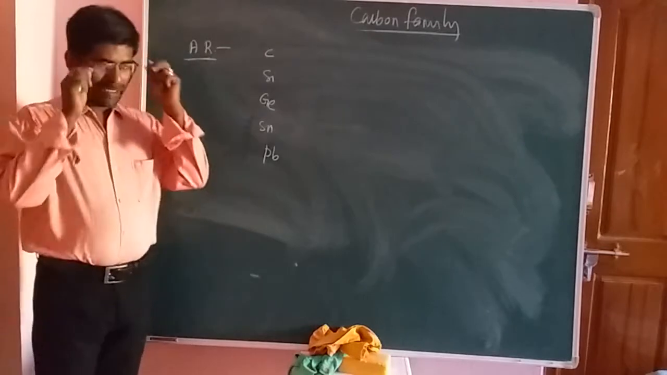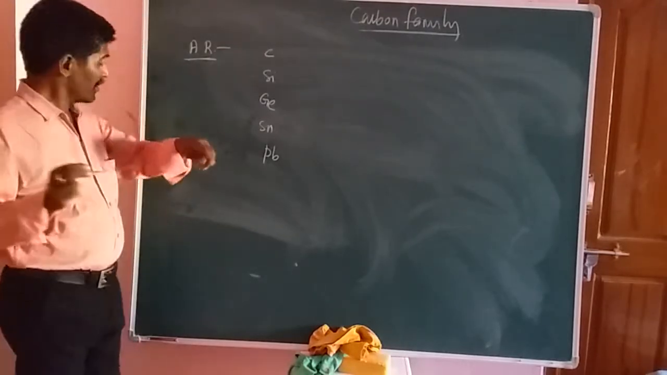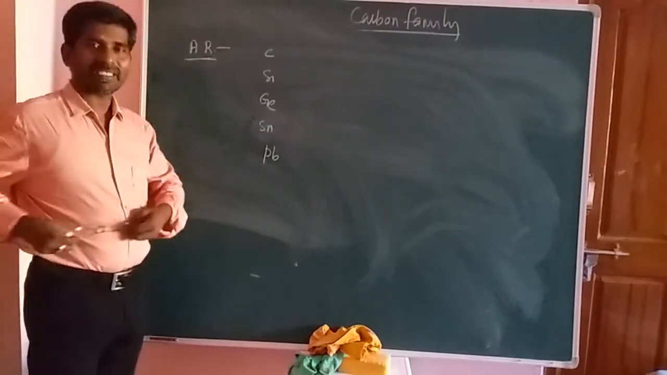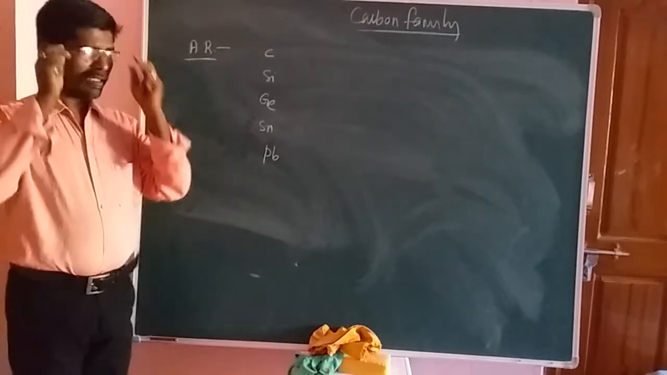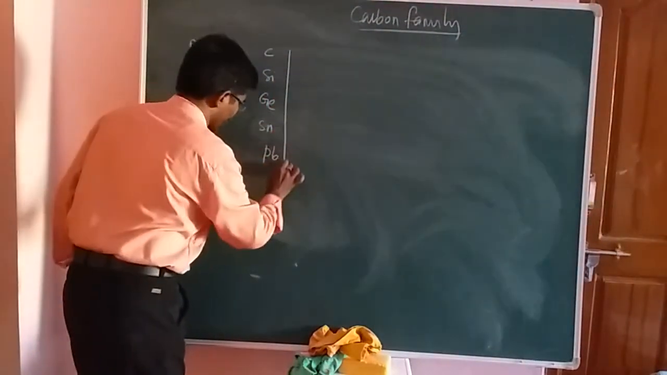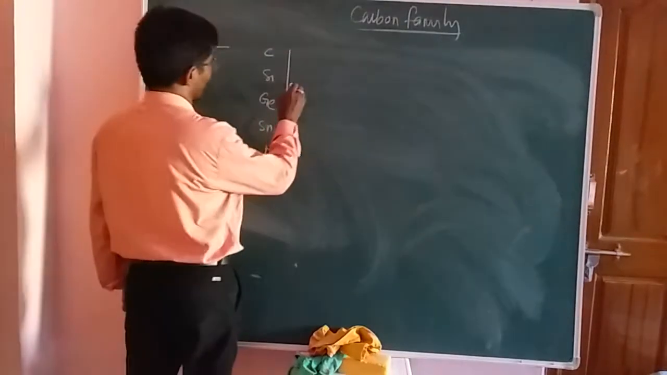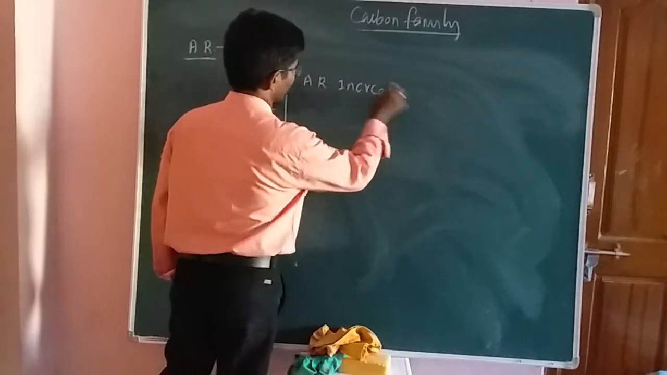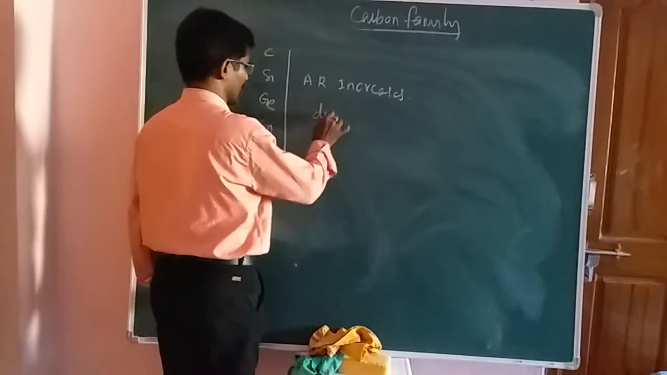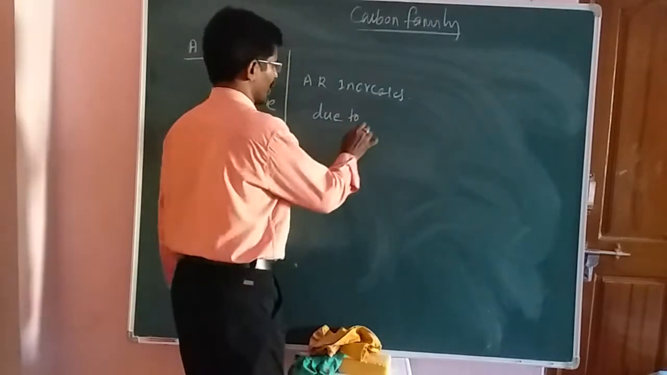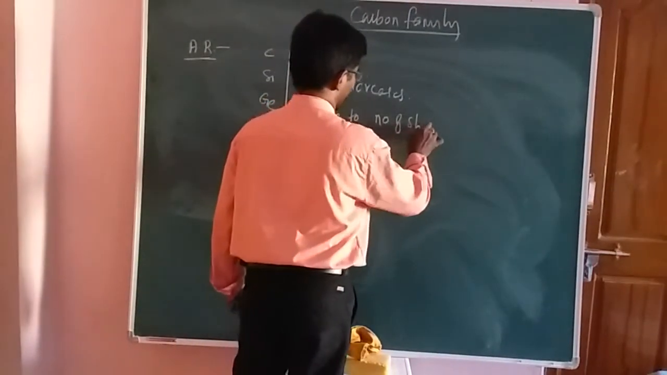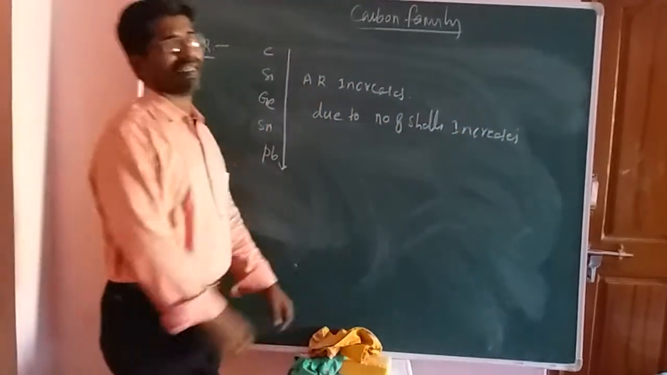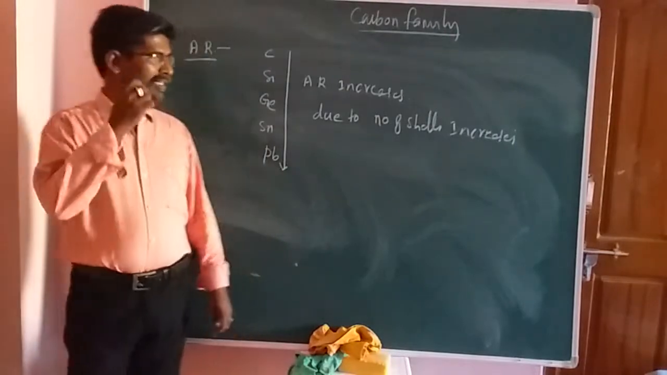Now in this case, from top to bottom the size increases. What is the reason here? From top to bottom in a group, the atomic radius increases. Why? Due to the number of shells increasing. The number of shells increases, and so does the atomic number.